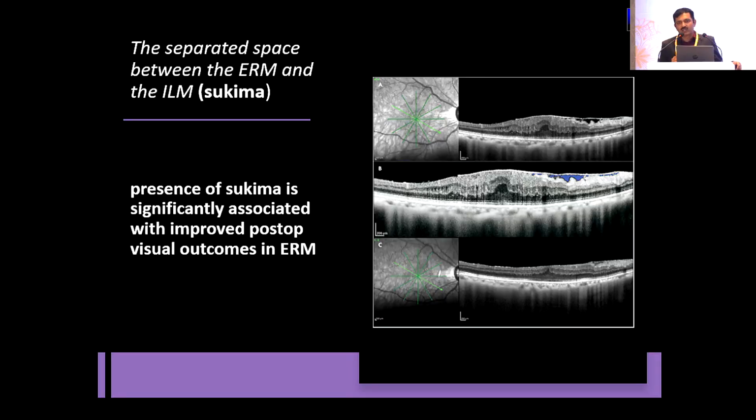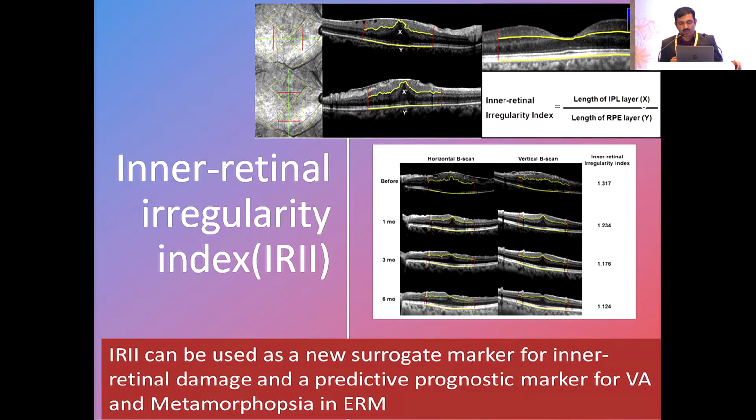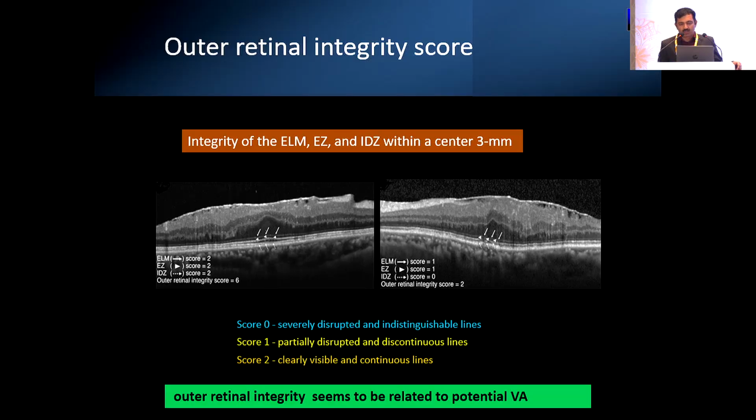If you can see a clear space between the ERM and the ILM, then the prognosis is quite good, which has been described with the term Sukima. So you will have a good peel and good recovery. Look at the distortion of the inner retinal layers by looking at something known as the inner retinal irregularity index, which is nothing but the length of the IPL divided by the length of the RPE layer. This is an important prognostic marker in ERM surgery.